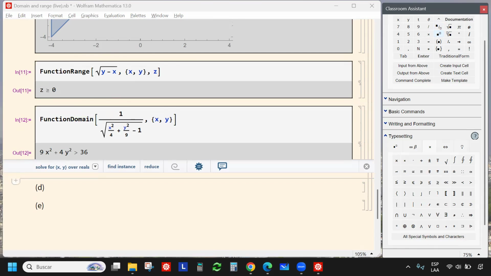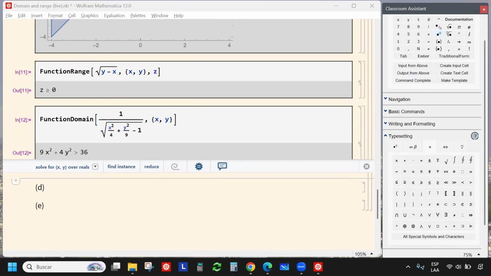And here it is. The domain of f is the set of pairs x and y such that 9x squared plus 4y squared is greater than 36. Here, we should distinguish between the boundary of this region and the interior of this set. In this case, the boundary is not included in the domain of F. By boundary, we mean the equation of the ellipse, given by 9x squared plus 4y squared equals 36.